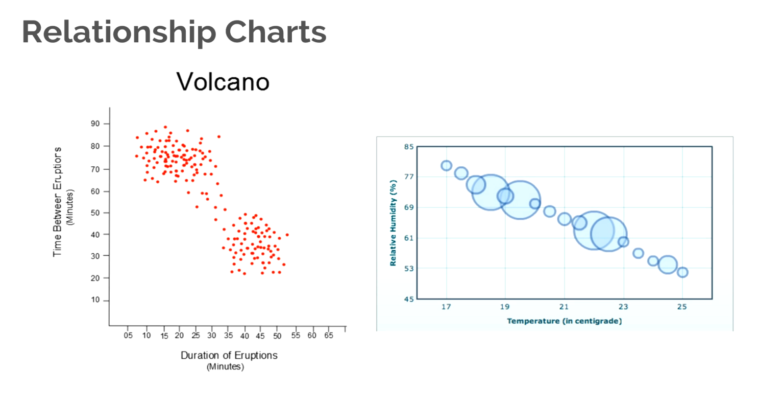The scatter plot on the left helps us to understand the correlation between the volcanic eruption and the time between eruptions. Clearly, longer eruptions seem to be less frequent.